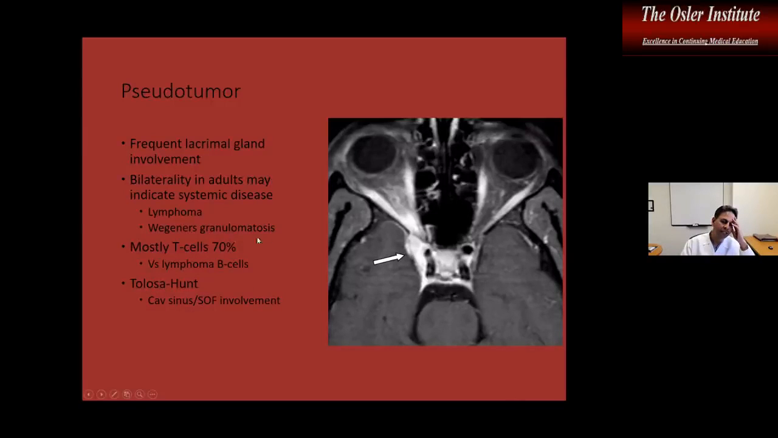Mostly has T cells in it, and Tolosa-Hunt syndrome is inflammation of the cavernous sinus or the orbital apex. So this is what they're showing here. That's also idiopathic inflammation. It could be associated with the herpes virus, but when it's more in the cavernous sinus and in the orbital apex, that's when we think that it's Tolosa-Hunt. But treatment is still the same.